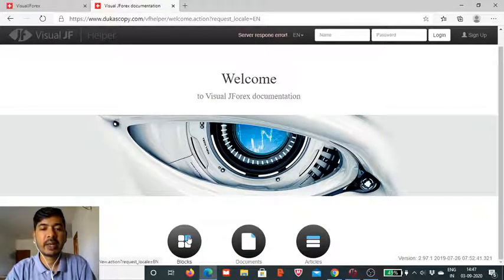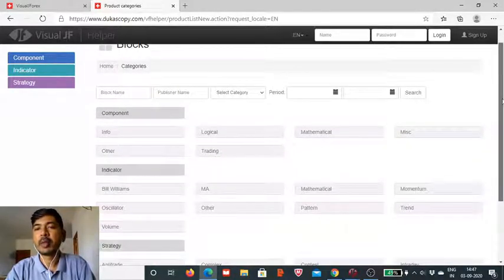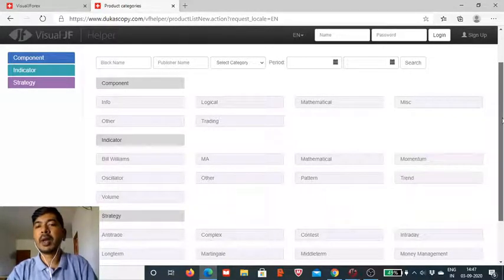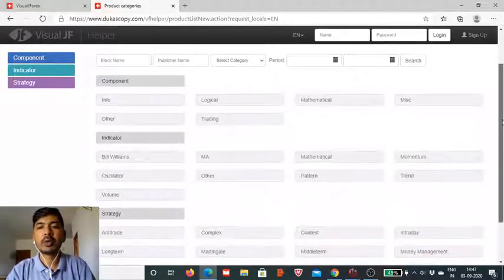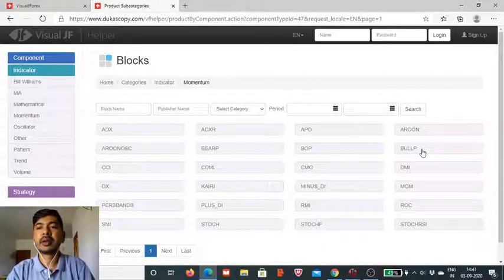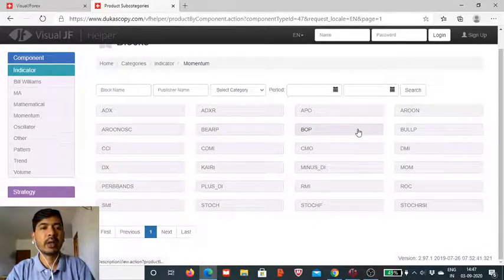This is a momentum indicator which can be used to determine the strength of any trend at that point in time. We can use this indicator to see whether the bulls are having an upper hand or whether the bears are in control. So we can use this indicator to define and determine the trend at that point in time. So this is a momentum indicator named BOP.